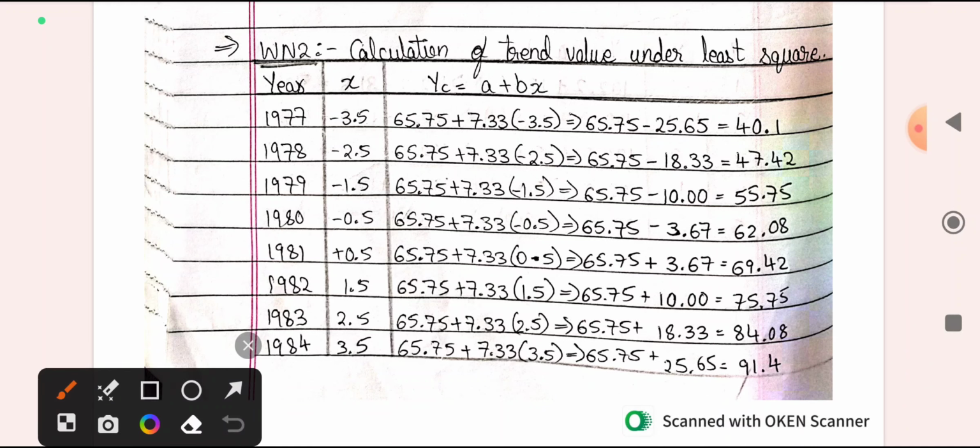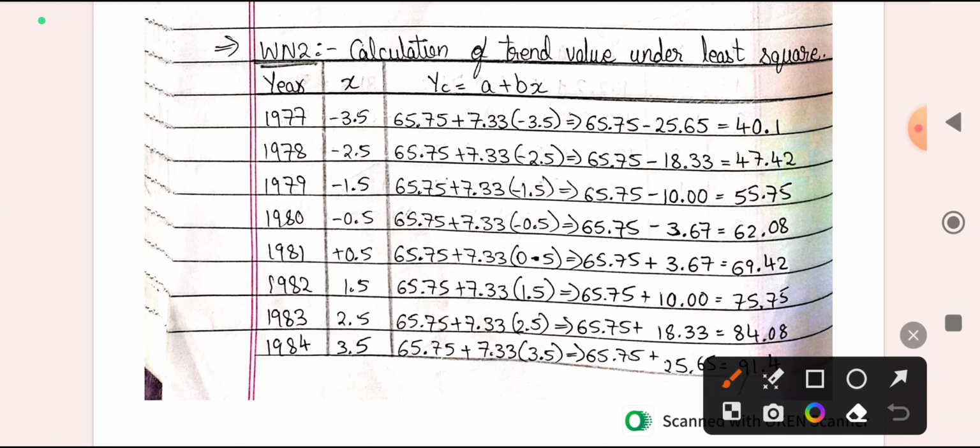trend values. Okay, calculation of trend values under least squares. Here we will write the years, and the x values: minus 3.5, minus 2.5, minus 1.5, minus 0.5, plus 0.5, plus 1.5, plus 2.5, plus 3.5. We will write these values over here. After writing these values, Yc is equal to a plus bx. The a value we have got is 65.75, and the b value is 7.33.